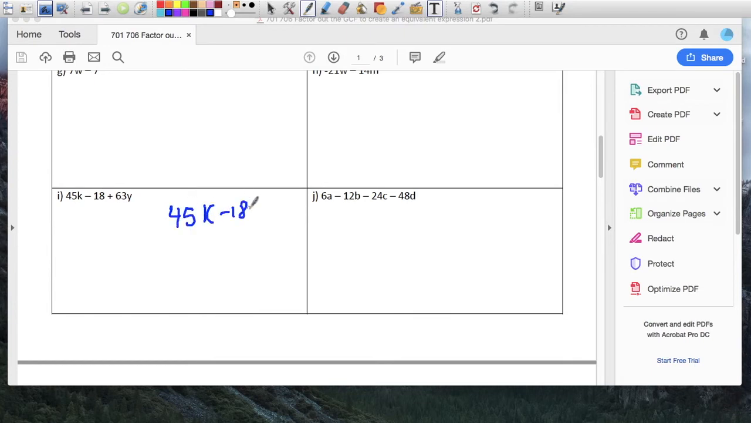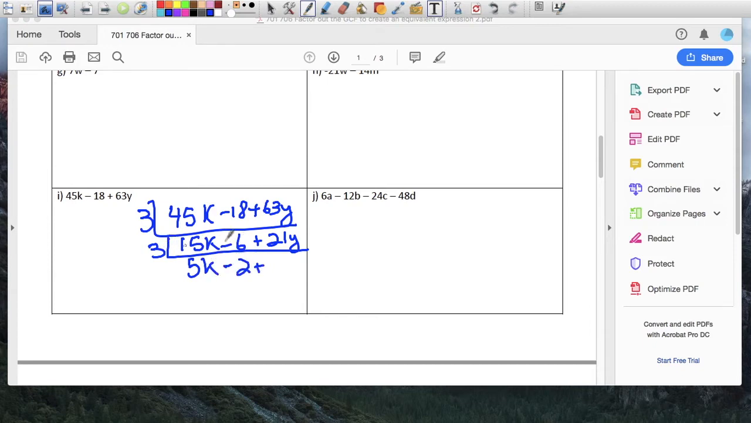45k minus 18 plus 63. I'm going to pull out a 3. 3 goes into 45 15 times. 3 goes into 18 6 times. And 3 goes into 63 21. Why? Can I continue? Yes, continue. It's going to be another 3. 3 goes into 15 5 times. 3 goes into 6 2 times. And 3 goes into 21 7 times. Can I continue? Nope. So I finished.